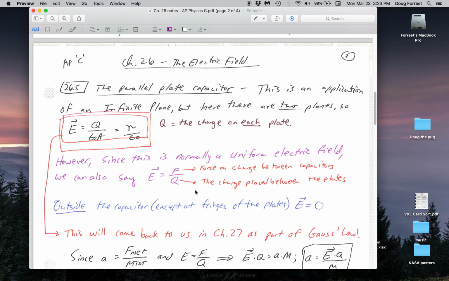For 26.5, now notice I've skipped 26.3 and 26.4. I guess I should tell you about that. So 26.3 and 26.4 deal with quite particular ideas of like how you solve for certain distributions of charge.